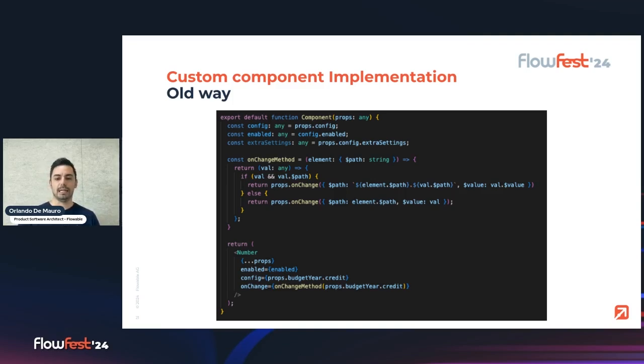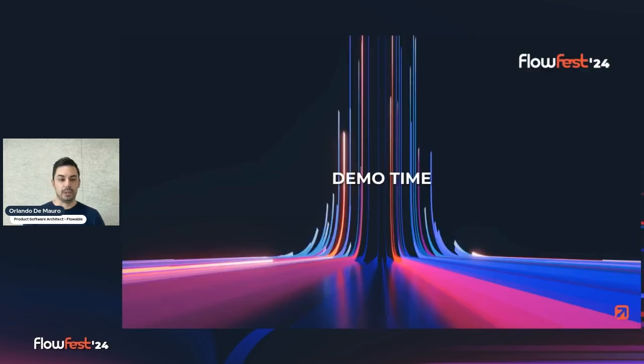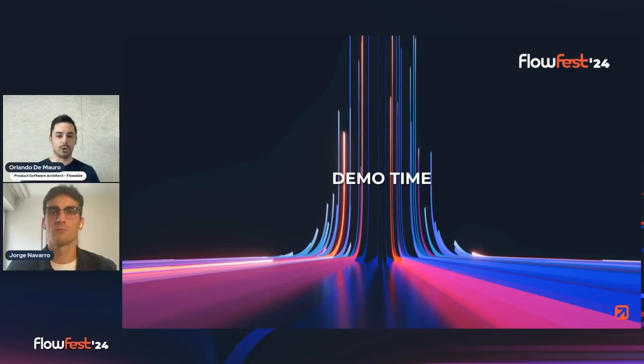So for this reason, we said, okay, let's create a new API, and we created, at the moment, two new APIs. One is a hook called useCustomComponent. As you can see, we have here the extra settings type that I mentioned before. So all the properties and all the functions are typed now, and it helped the development. And we also provided a new function called addValidation that can be used to add a specific validation to a component. And with this, I finish my presentation and I hand over to Jorge, who will demo it and go into more details.